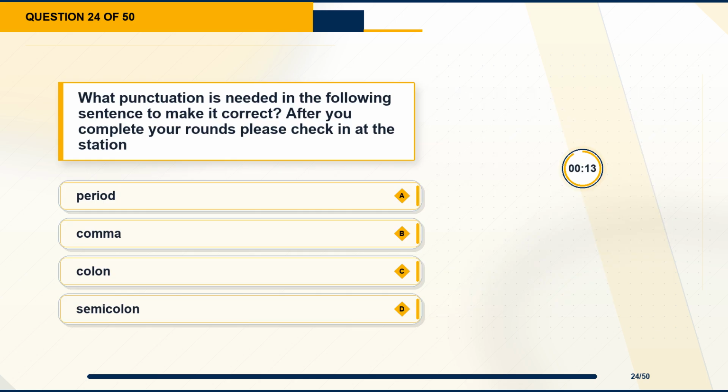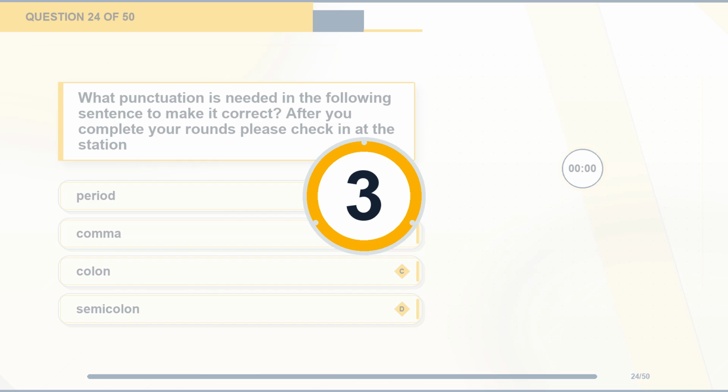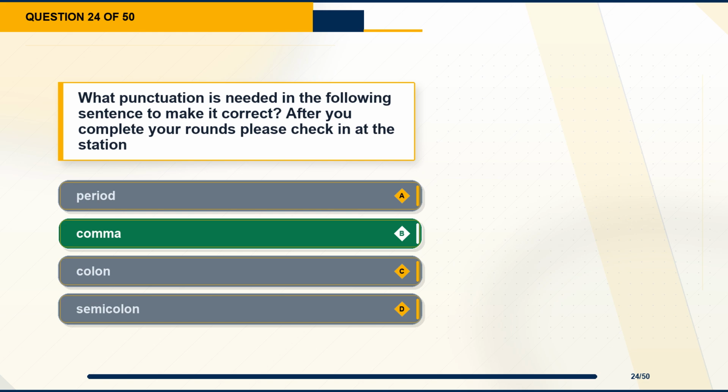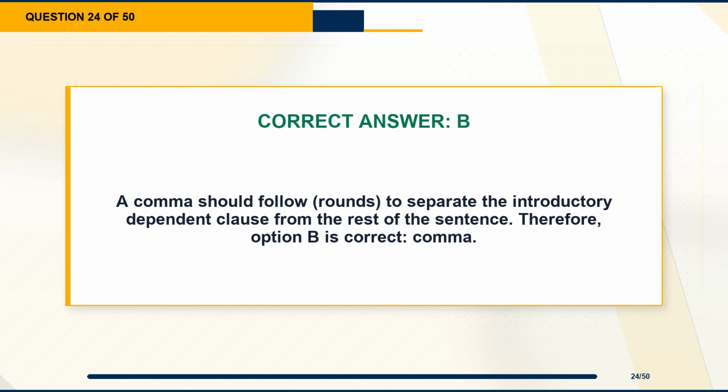Question 24. What punctuation is needed in the following sentence to make it correct? After you complete your rounds, please check in at the station. Option A, period. Option B, comma. Option C, colon. Option D, semicolon. The correct answer is option B, comma. Explanation. A comma should follow rounds to separate the introductory dependent clause from the rest of the sentence. Therefore, option B is correct, comma.